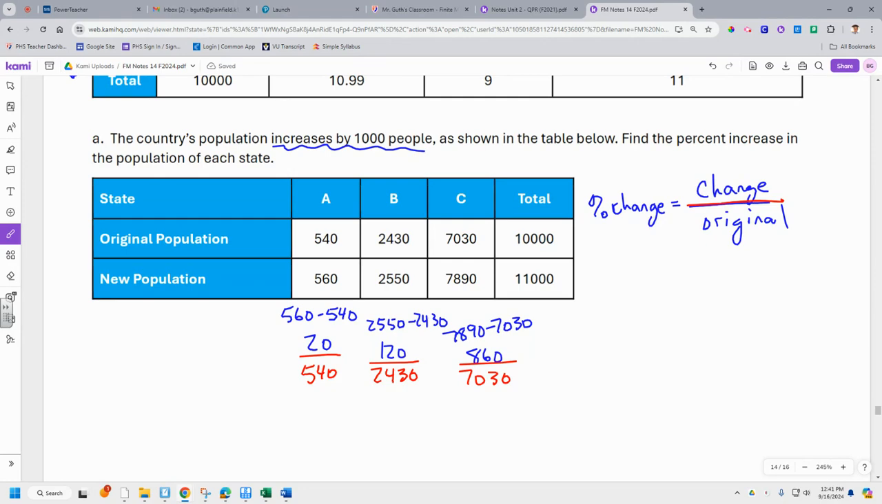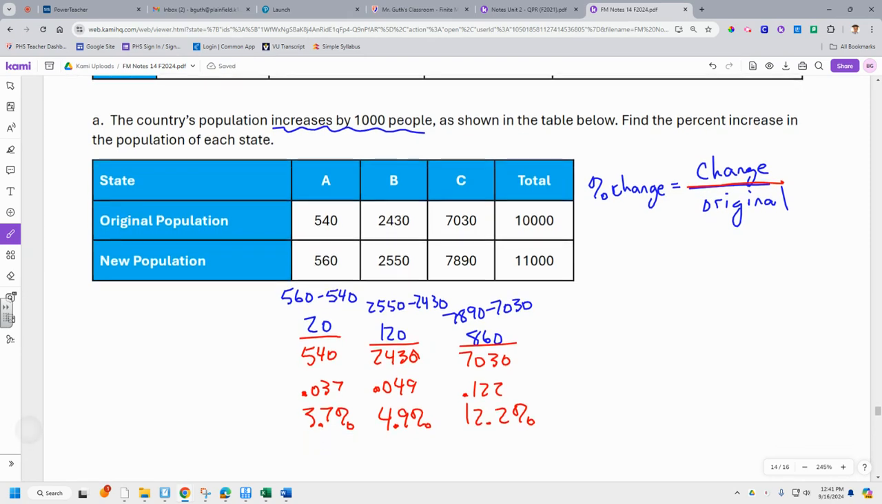When you do that division, 20 divided by 540 gives me 0.037 or 3.7%. The next division, 120 divided by 2430, is 0.049 or 4.9%. And then the last one, 860 divided by 7030, is 0.122 or 12.2%. Those are the percent changes, percent increase.